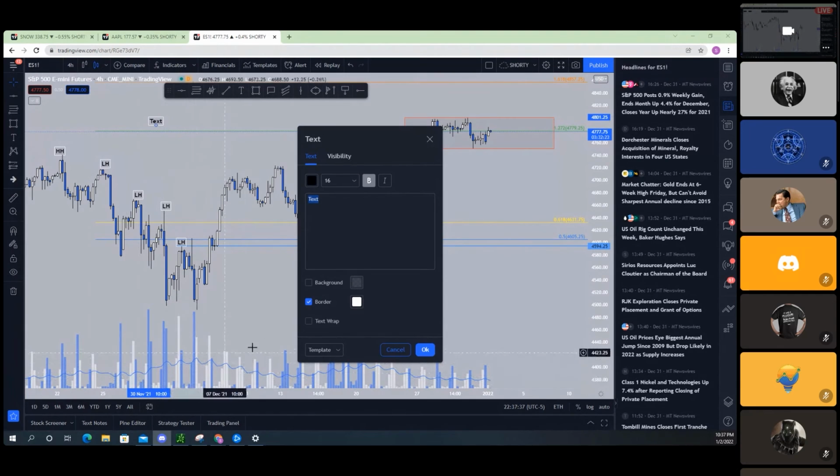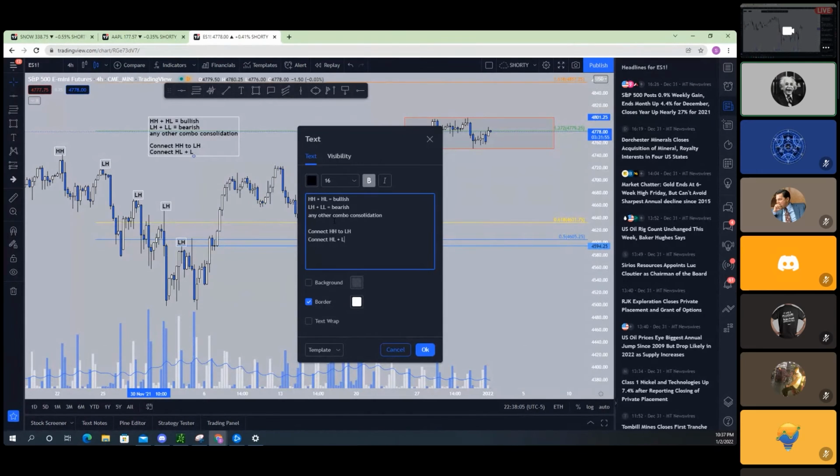Higher highs and higher lows. Yep. So don't forget, higher highs plus higher lows, always bullish. Lower highs, lower lows equals bearish. Any other combo is what? Consolidation. If that happens, you connect the highs, you connect higher high to lower highs, and you connect higher lows to lower lows, or vice versa, depending on what kind of formation we got.